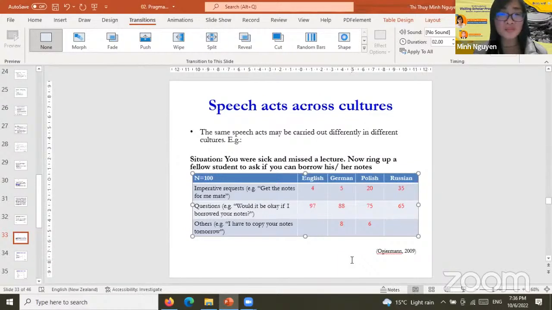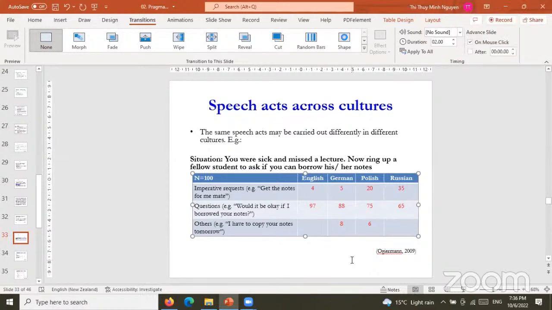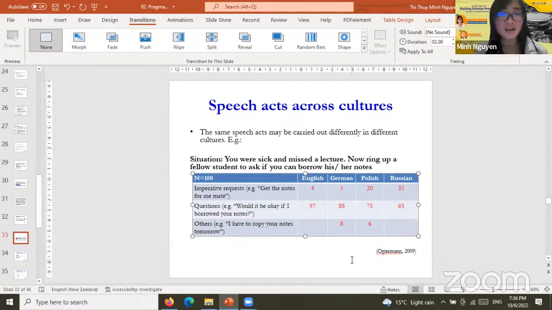English speakers prefer questions, and they use imperative requests very, very rarely in this situation. Whereas for Russian speakers, the ratio between imperative requests and questions is much smaller compared to English.